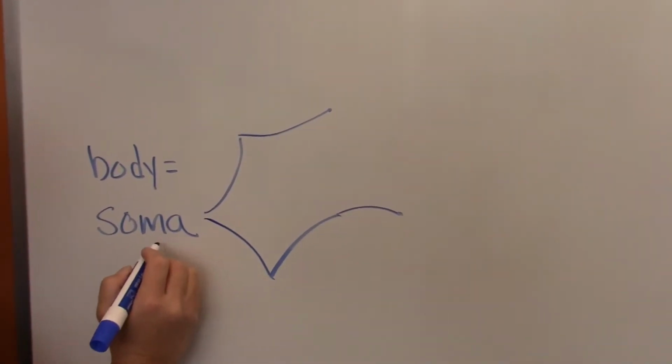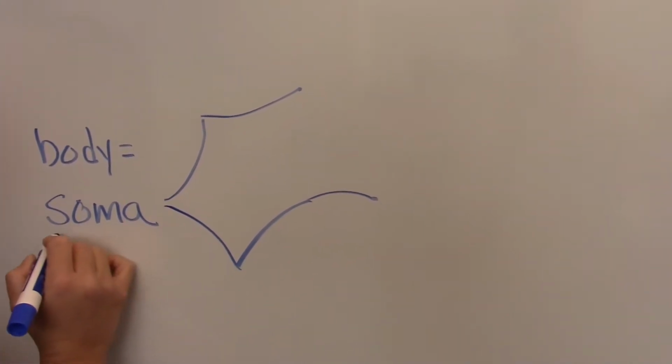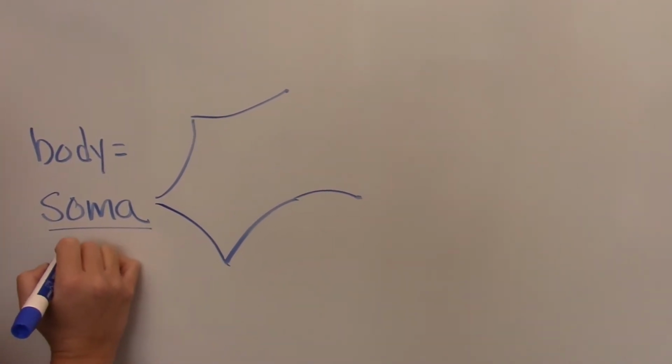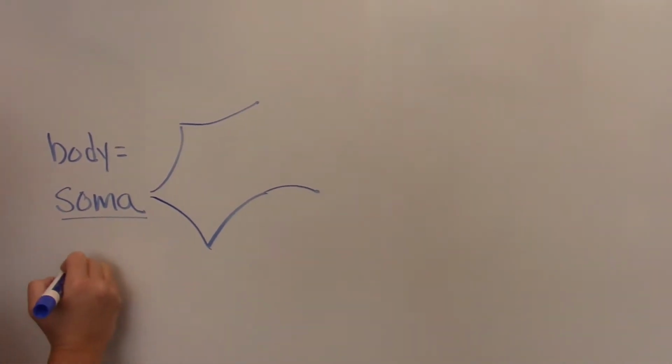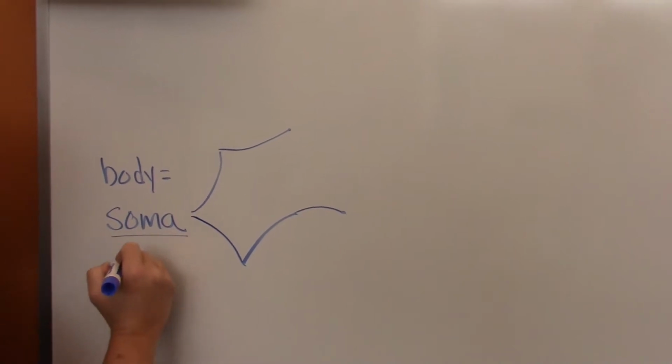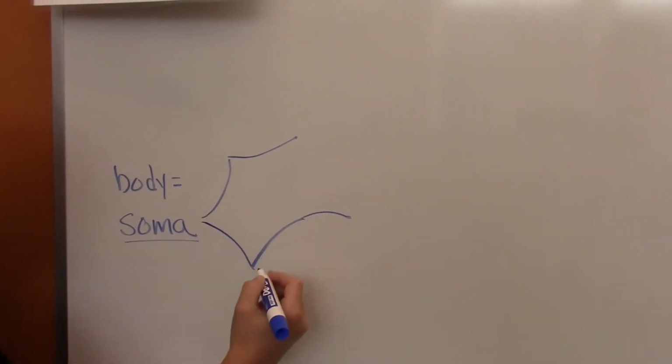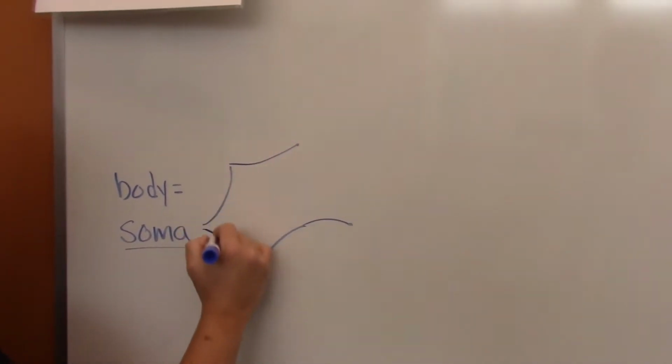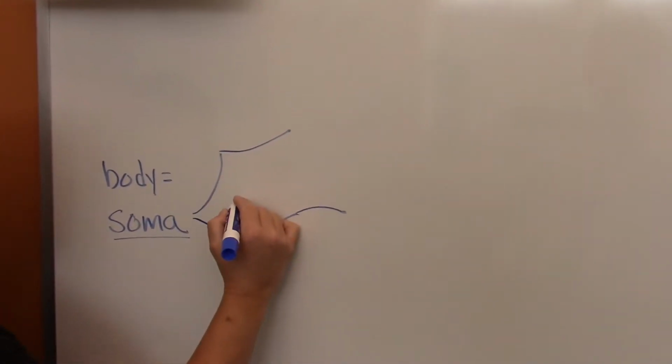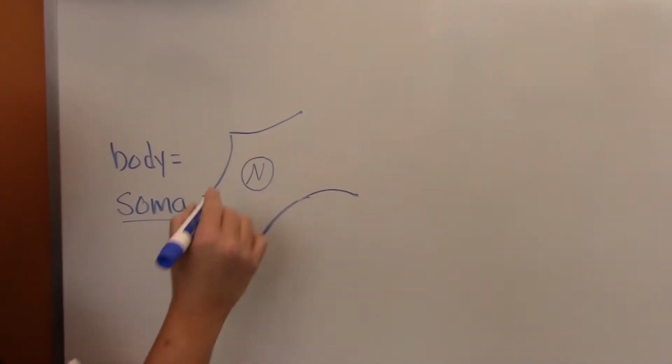So in psych, for example, we have somatoform disorders, and those are things where your brain impacts your body, like hysterical blindness, for example. But this here is the body of the neuron. In the middle, you have the nucleus.